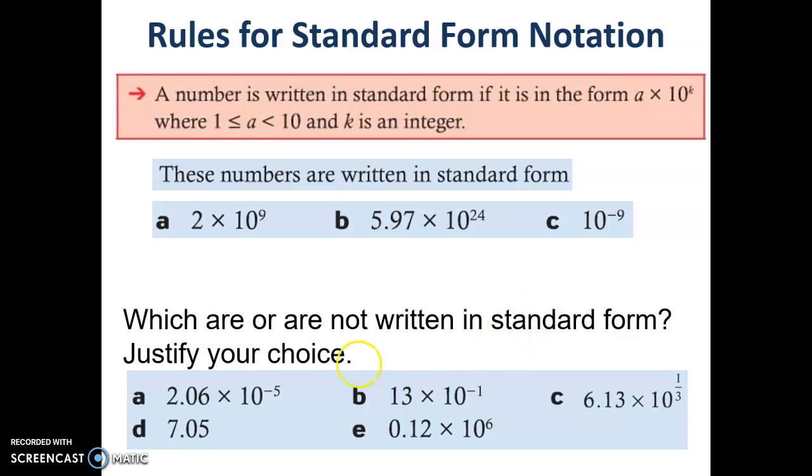Okay, I hope you chose. The first one is, the second one is not, because this is not a number between 1 and 10. The third one is not, because this exponent is not an integer or whole number. This one is not, because we don't see it multiplied by 10 to some power. And this one again is not, because this is not a number from 1 to 10. This number is less than 1. So if you had moved that decimal over one place and changed the exponent as a result, it would be.